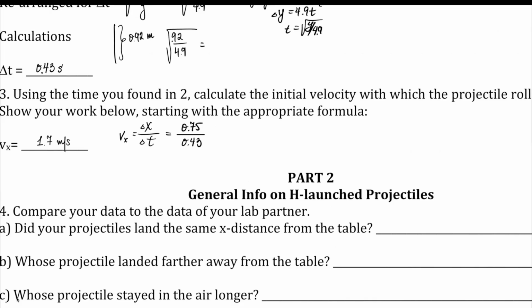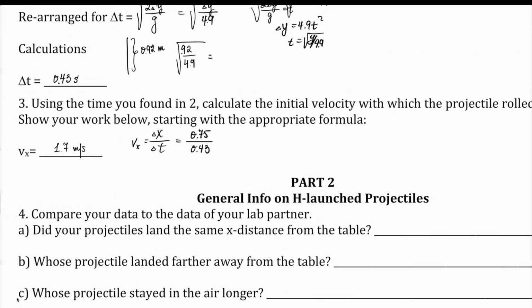Now in part 2, we just wrote the general information about projectile motion, and specifically horizontally launched projectiles. For your markers, they did not land at the same distance. Whose projectile stayed in the air longer? Nobody's. And why is that?